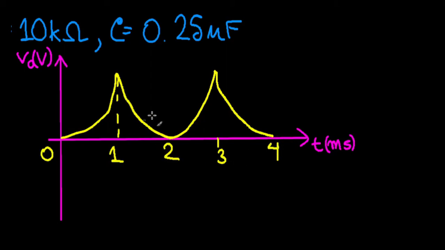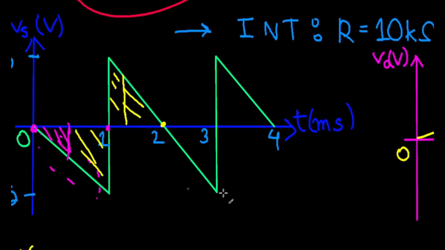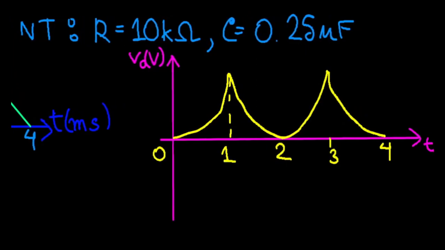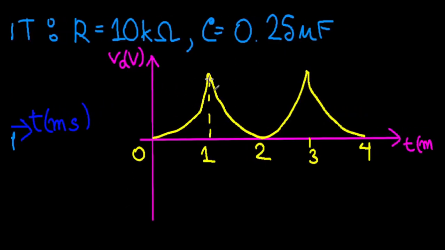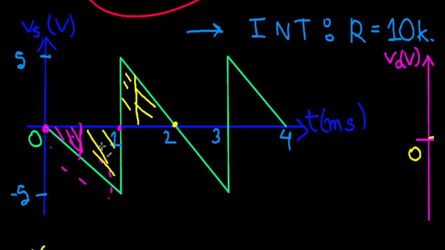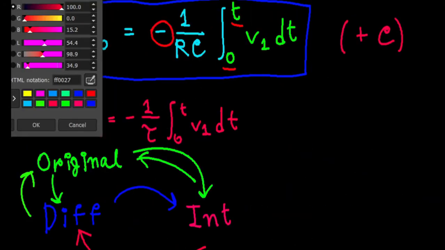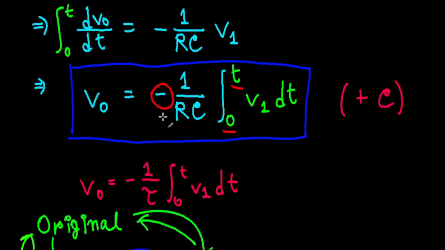All right. Just by thinking about the integral area, we were able to find the shape, but we still don't know the value, the maximum value here. To find that, let's consider this portion until 1 millisecond and use our formula. At 1 millisecond, what should the output be? Let's find that out. So this is my formula.